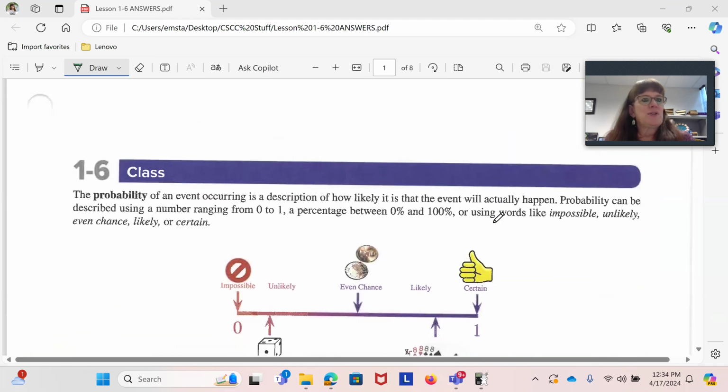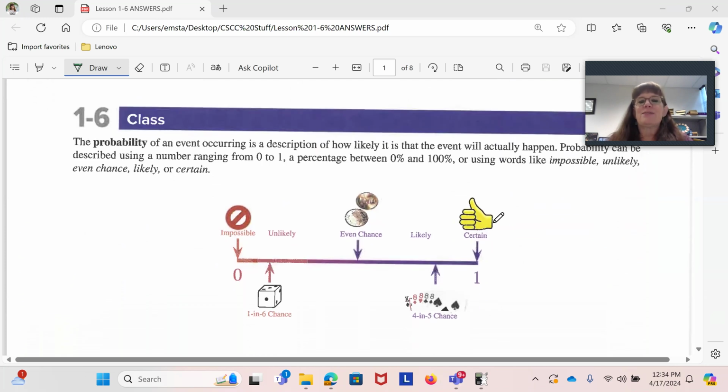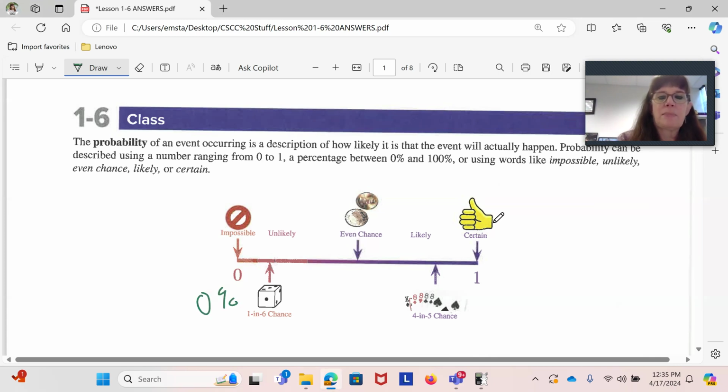Classwork starts towards the bottom of page 75, and they give us a really nice visual diagram of what we're talking about when we're talking about probability. They define probability for us. The probability of an event occurring is the description of how likely it is that that event will actually happen. Probability can be described using a number between 0 and 1. That would be a decimal or a fraction. You could do a percentage between 0 and 100. You could also use words like impossible, unlikely, even, likely, or certain. And this visual gives us a really nice example of the spectrum from 0 to 1. This would also be in percentage from 0% to 100%.